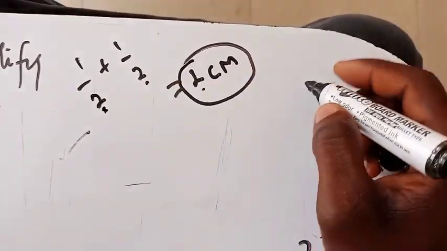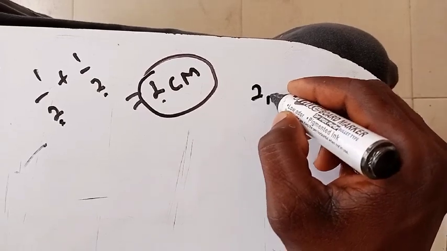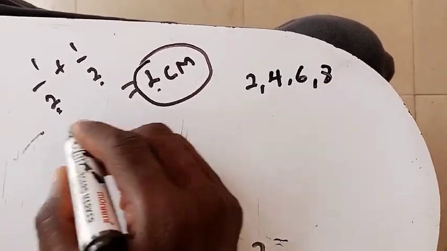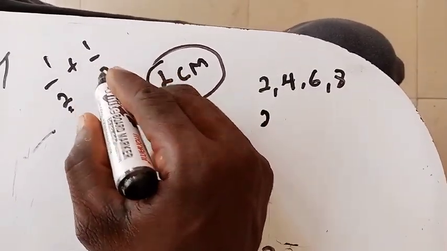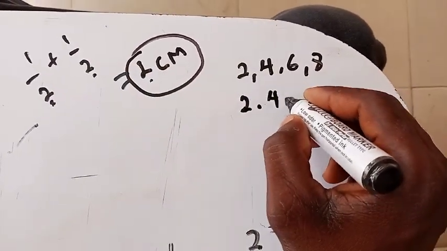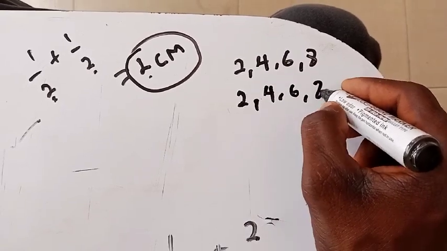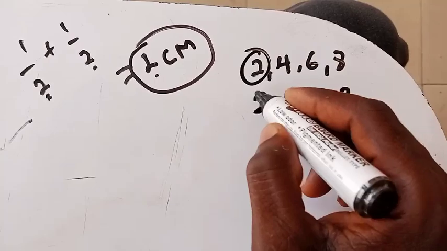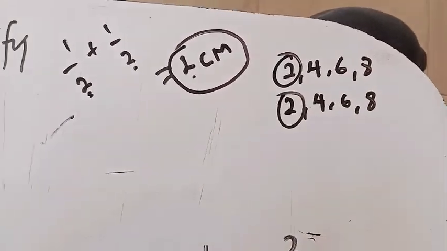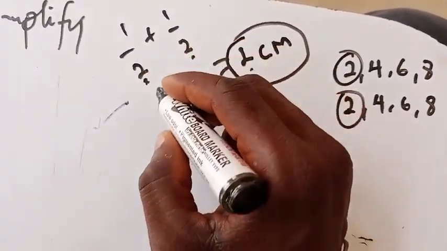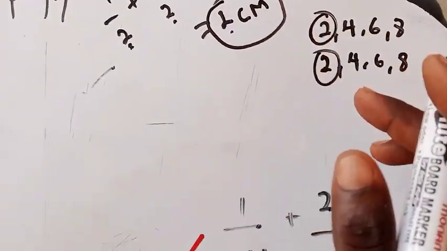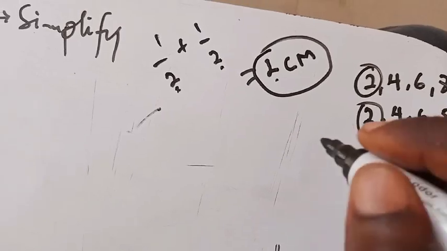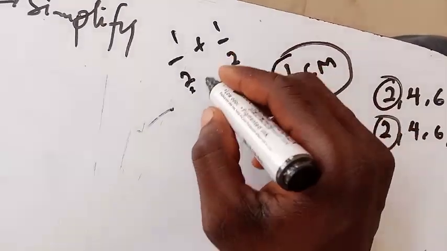For the first one, the multiples of 2 are 2, 4, 6, 8, and so on. The same thing will happen to the second one, right? 2, 4, 6, and then 8. The least among them, the smallest among these numbers, you can see is going to be 2. So the least common multiple of these is 2. I know some of you know this already, but what will happen if you have a question like this, right? That is why you need to understand the basics here.